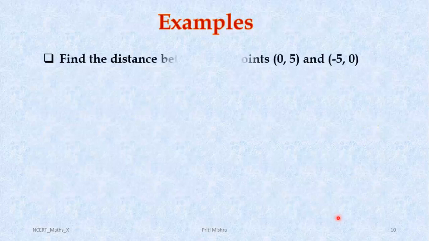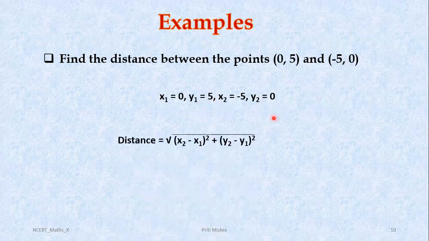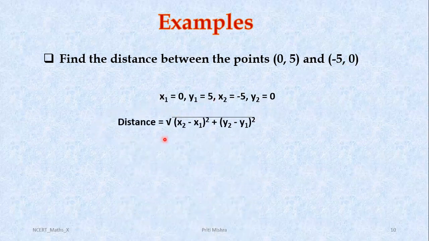Now let's have some examples. First question is, find the distance between the points (0, 5) and (minus 5, 0). So here we have x1 is 0, y1 is 5, and x2 is minus 5 and y2 is 0. As we now have the distance formula, square root of (x2 minus x1) whole square plus (y2 minus y1) whole square for any 2 points, we will use this formula for finding out the distance between these 2 points just by putting the values of x2, x1, y2, y1 from here.